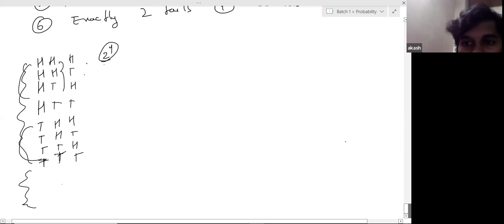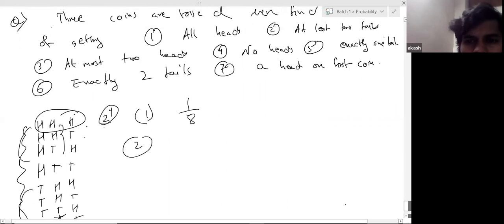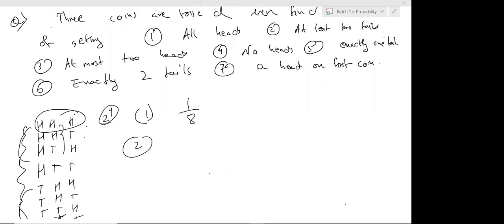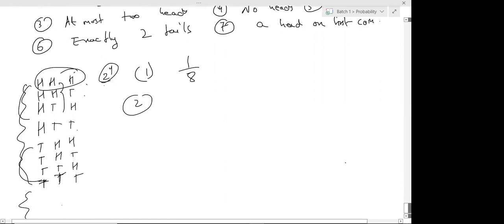So now coming to the question, the first part, all heads. This is only one case, 1 upon 8. In the second, at least 2 tails. Yes, at least 2 tails. So let's count. This is 1, 2, 3, 4. 4 out of 8, that is half.